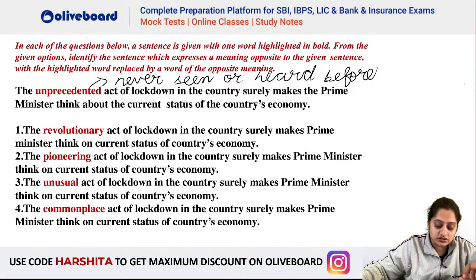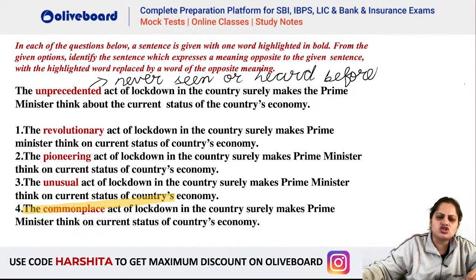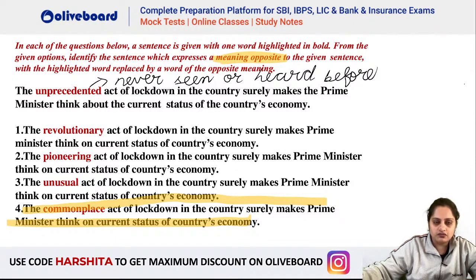Now you are going to mark the opposite. Opposite means something which is common. Keeps happening. Commonplace. Keeps on happening. Very common. So commonplace will come. The opposite meaning will be commonplace. You have to mark the opposite meaning, right? So fourth will be correct. I think both of these were doable.